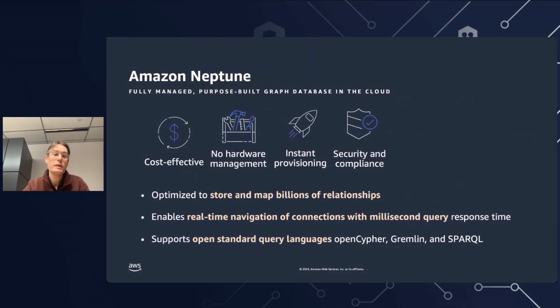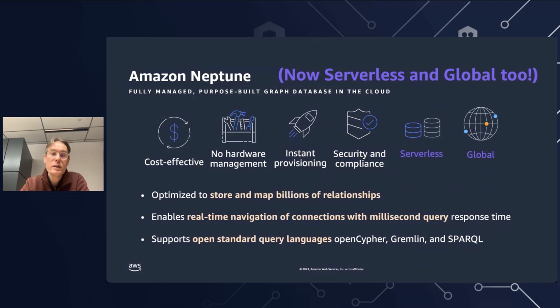Amazon Neptune is AWS's managed graph database service. It's optimized to store and query billions of relationships interactively with millisecond latency. And it provides you the most choice of open source and open standard graph query languages, with support for openCypher, Apache TinkerPop Gremlin, RDF and SPARQL. And now Amazon Neptune is serverless and global too.